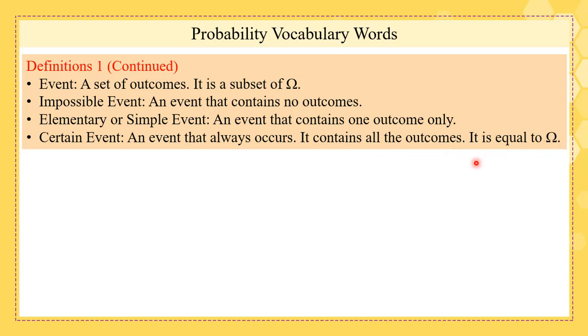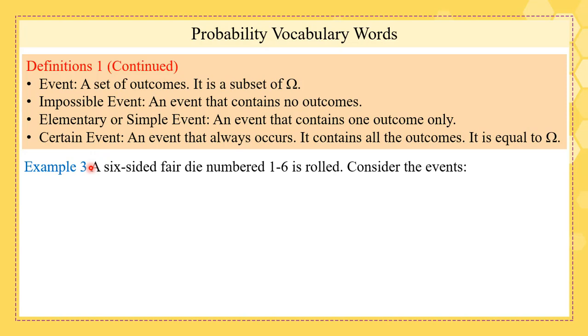For example, if I want to talk about the students of your class and I want to choose a student from the class who is less than 10 years old, this would be an impossible event because I'm not going to find anyone. Whereas if I want to take a student from your class who is more than 10 years old, we're going to see that this is a certain event because this event will contain all the elements. All the students would be in this set.